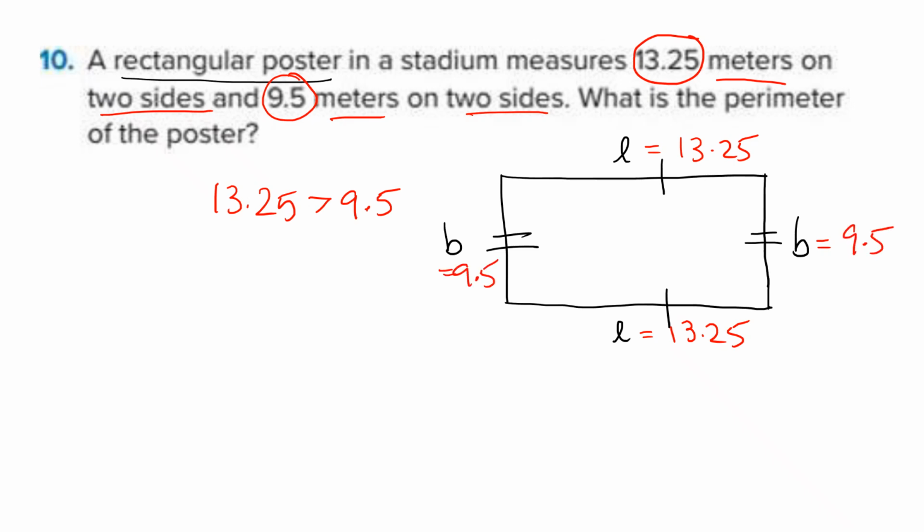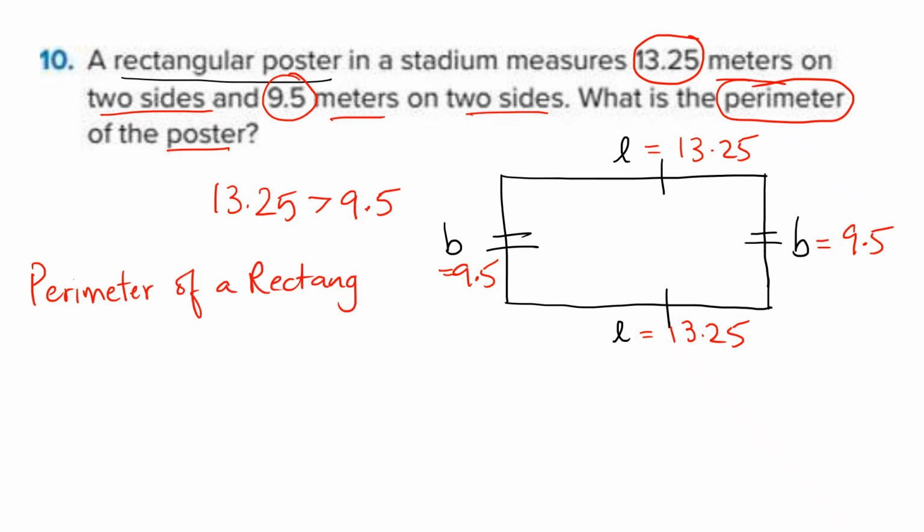Now the question asks you what? Find the perimeter of the poster. Now what is the formula? Let's recall. Perimeter of a rectangle. See, perimeter simply means you add all the sides. Okay, so it is nothing but sum of sides. Now there are two ways. Either I can do like 13.25 plus 9.5 plus 13.25 plus 9.5. Just add all the four lengths.